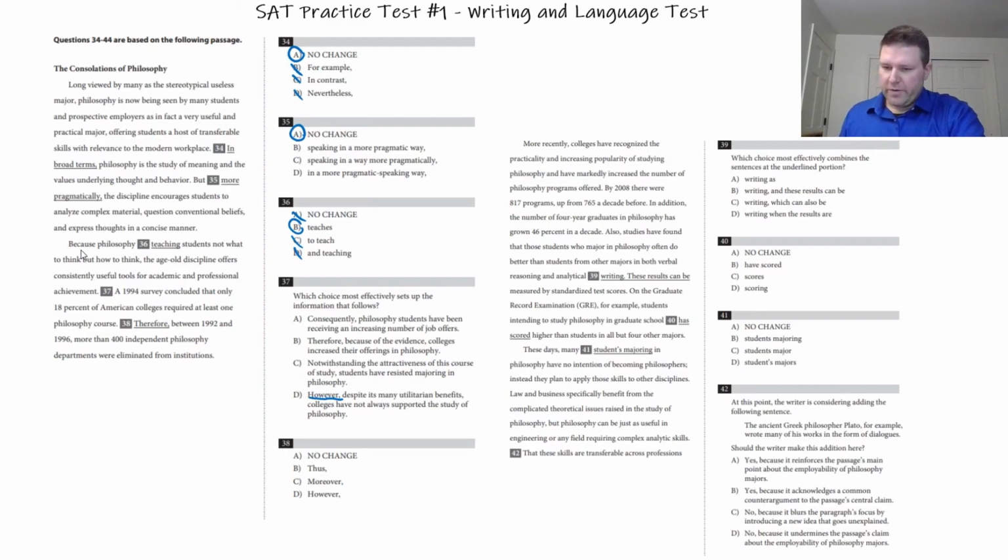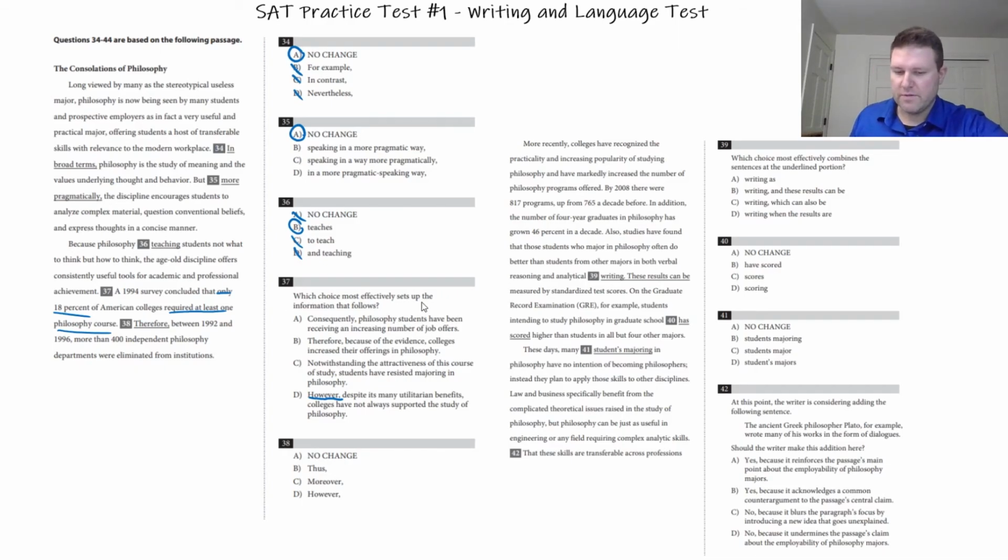But here we go. Because philosophy teaches students not what to think, but how to think, the age-old discipline offers consistently useful tools for academic and professional achievement. In other words, philosophy is a good thing. It's a useful thing. And then we're going to wedge in one of these options right here at the 37 mark. But then after that, it's going to say, a 1994 survey concluded that only 18, this is important, only 18% required at least one philosophy course. In other words, colleges don't think very highly of philosophy. That's what the 1994 survey says, even though the previous sentence says that it's actually really useful, okay?